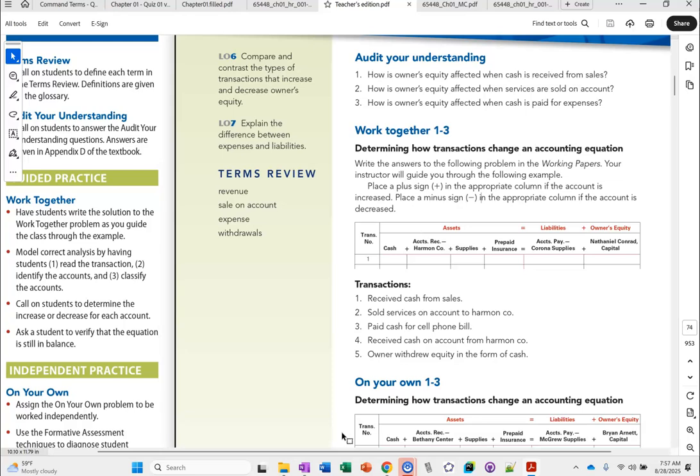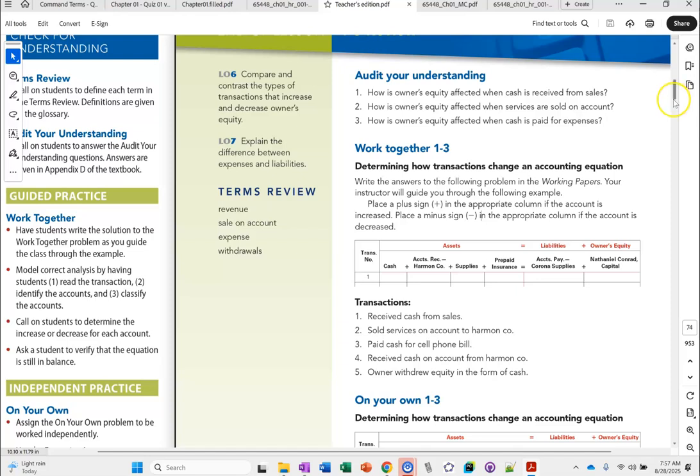And then 5, owner withdrew equity in the form of cash. Cameron? Minus in cash and minus in equity is correct. Very good. Any questions from you guys on that so far?